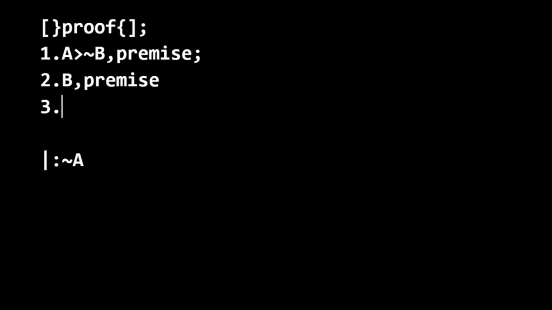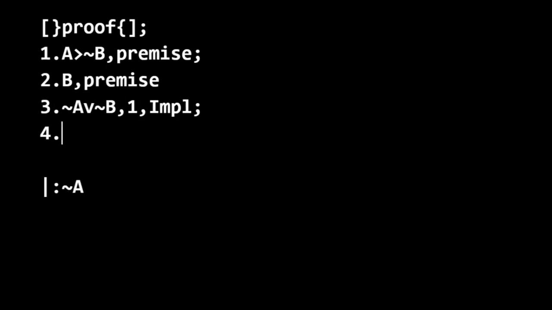But let's think about, well, what can we do? Let's go to line one. What can we apply there? We can apply implication. So we can do not A or not B. That comes right from line one, from the rule of implication. And let's see, we can do not B or not A from line three by commutativity of disjunction.